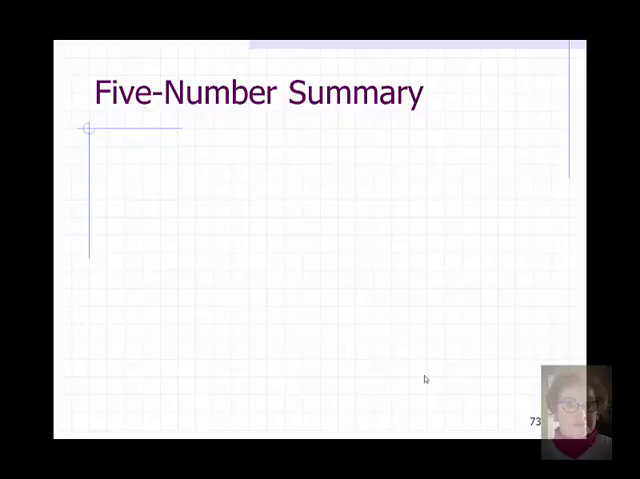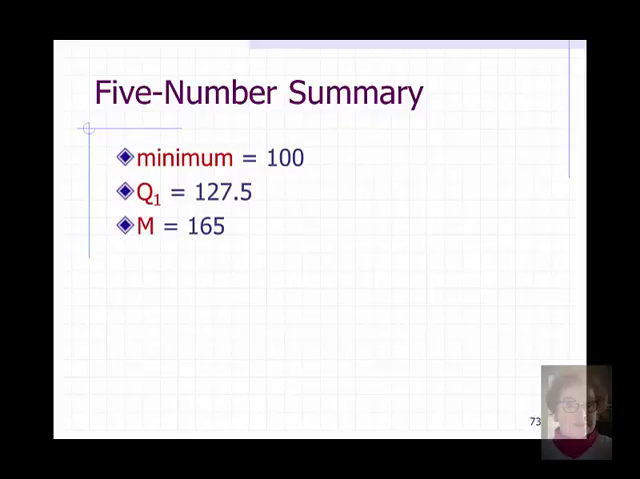The 5-number summary is a good set of descriptive statistics that you'll want to use when you have skewed data. And the 5-number summary consists of the minimum, quartile 1, the median, which is also quartile 2, quartile 3, and the maximum. And there are your 5 numbers.